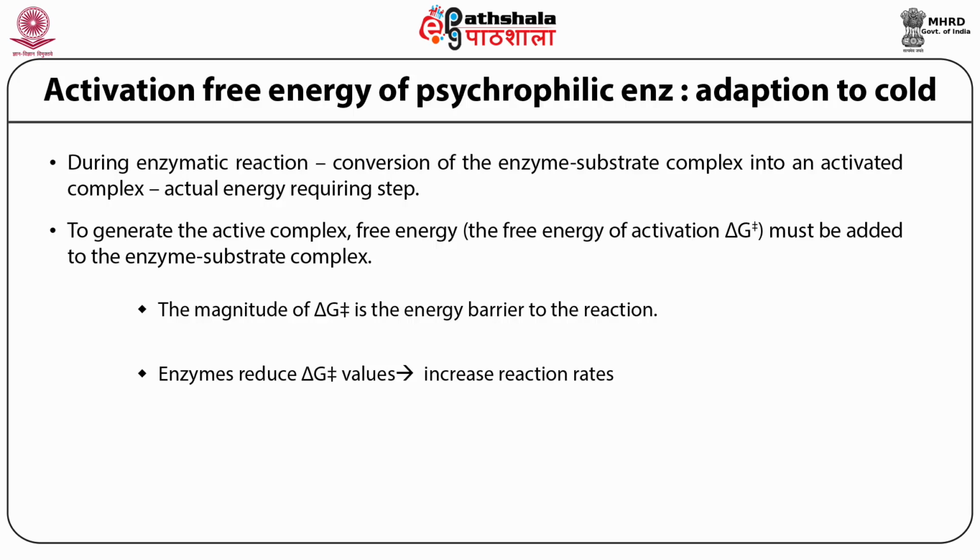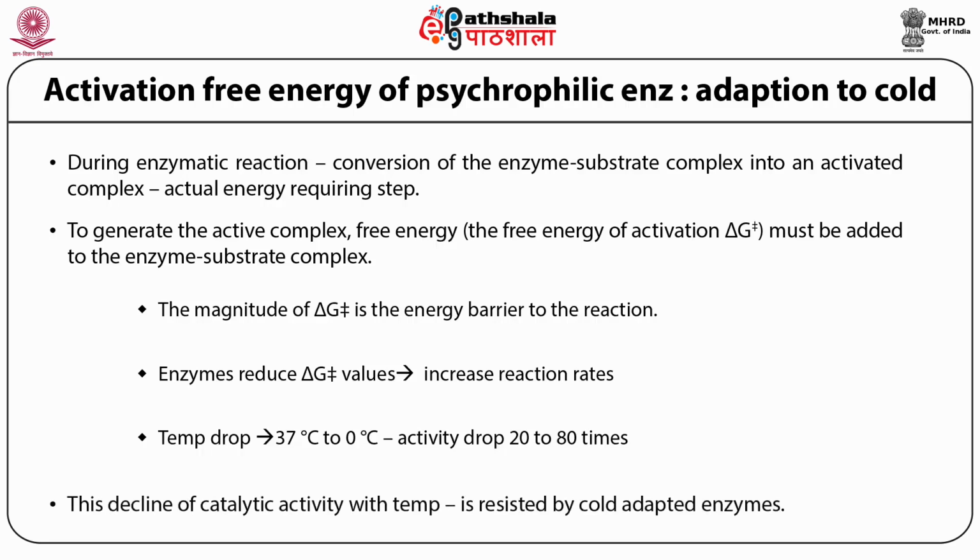So in normal mesophilic enzymes, if you drop the temperature from 37 to 0 degrees, the activity would drop 20 to 80 times. Whereas if we compare the drop of activity with reference to the drop of temperature in cryostable enzymes, it is not that severely dropped. So the decline of the catalytic activity with the temperature is resisted by these cold adapted enzymes.